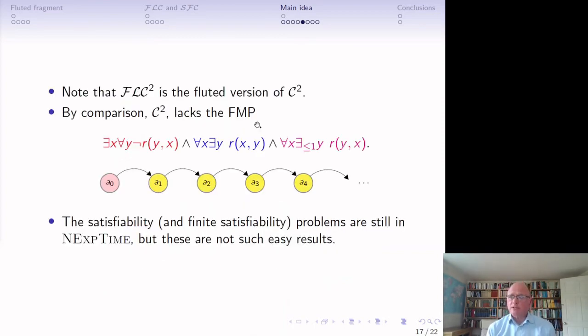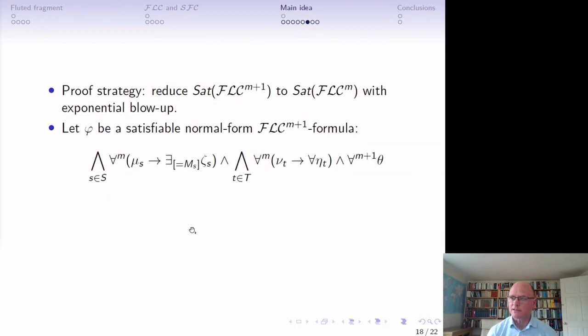The two-variable fragment with counting quantifiers but without fluting lacks the finite model property. Here's a typical example. We have a formula which says the binary relation R: there's an object with no predecessors, everything has a successor, and everything has at most one predecessor. It's well known that this formula has models but no finite models, and so what I just did, you can't do without fluting. So the two-variable fragment without fluting certainly doesn't have the finite model property. The satisfiability and finite satisfiability are still in NEXPTIME, but those are actually quite hard results, not nearly so simple as with fluting.